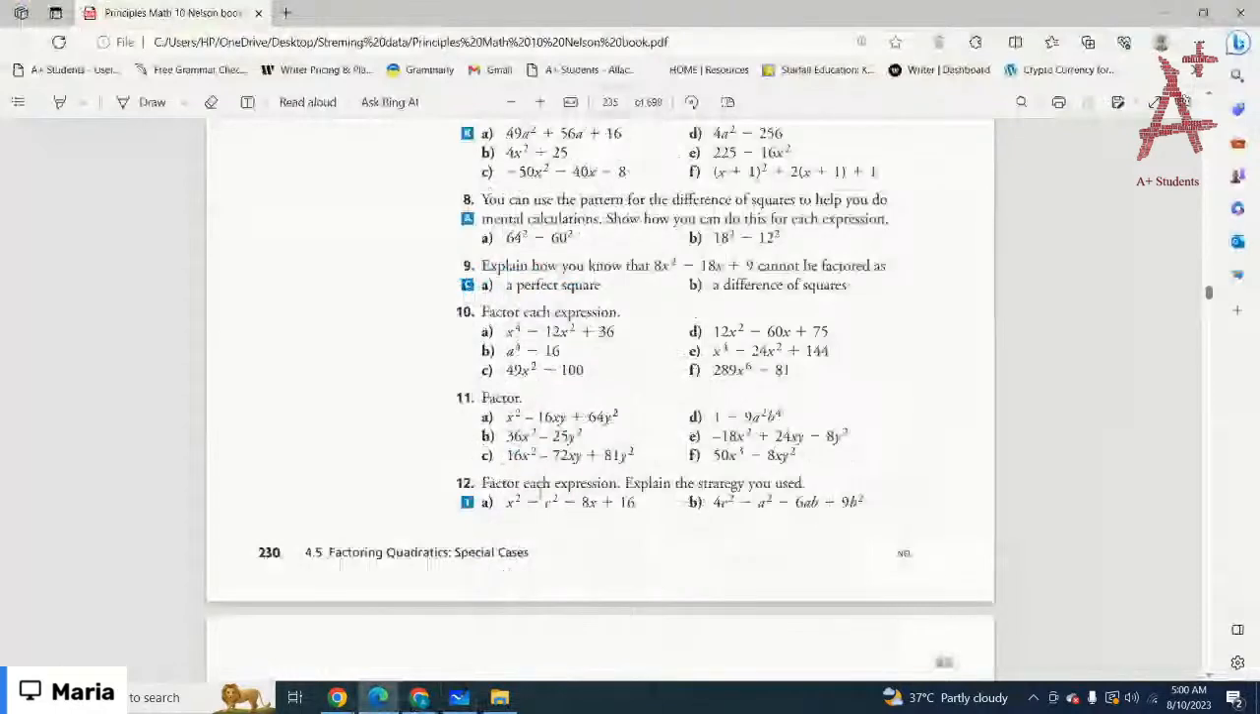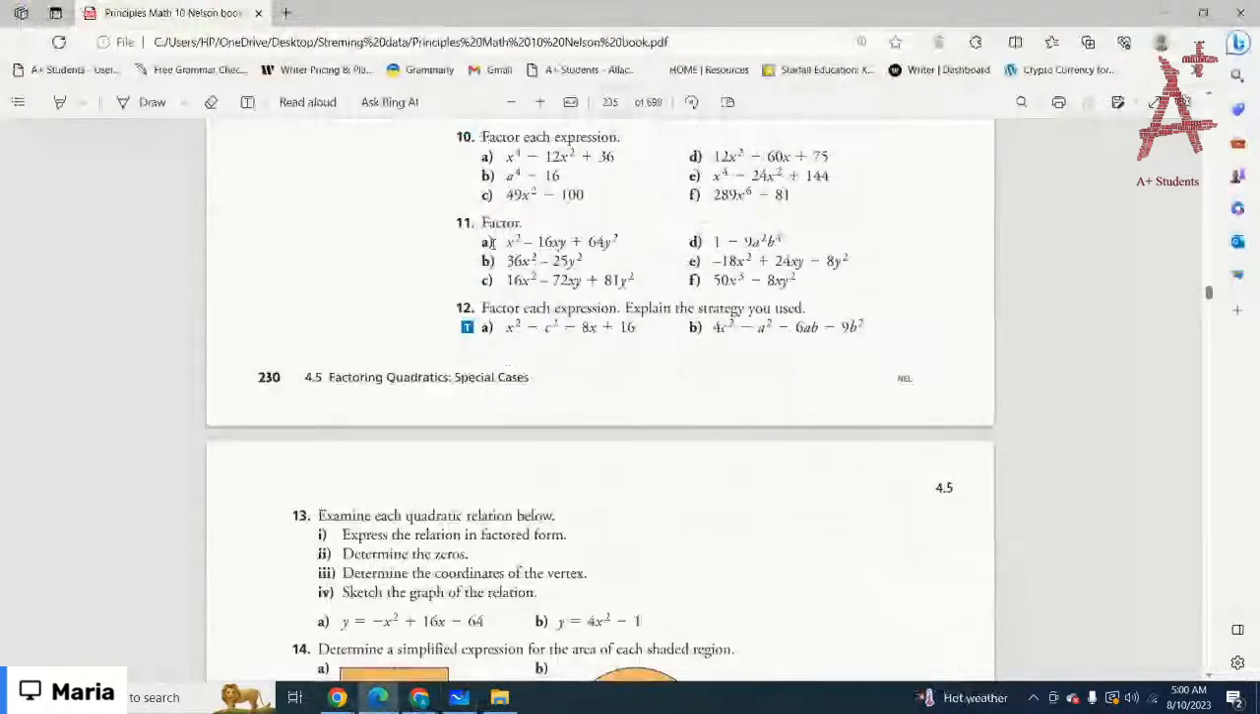We are going to start with question number 11 because in the last class we did question number 11. Okay, 11 is factor x square minus 16xy plus 64y square. So let's just start with question number 11.